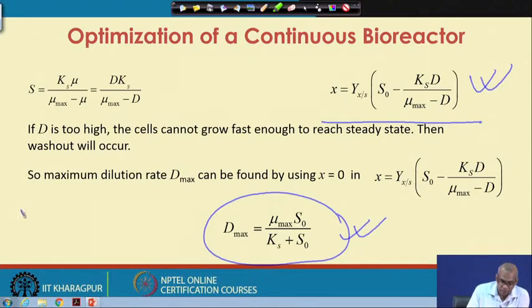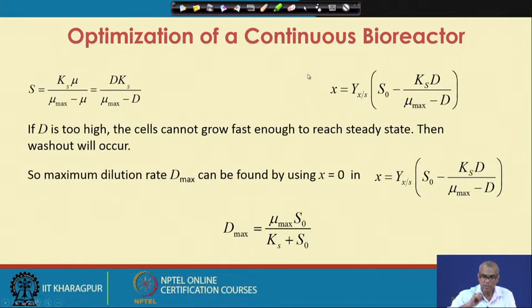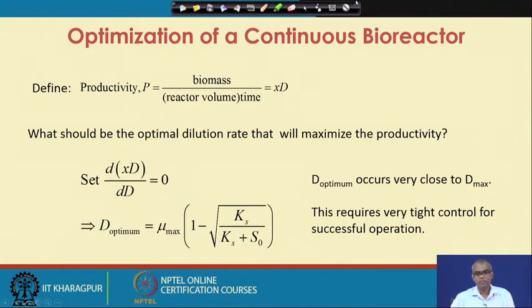So, operating D must be less than the maximum dilution rate at which washout will occur. So, now we ask the question, what should be the optimal dilution rate then? To answer this question, first I have to define an objective function. What is it that I want?